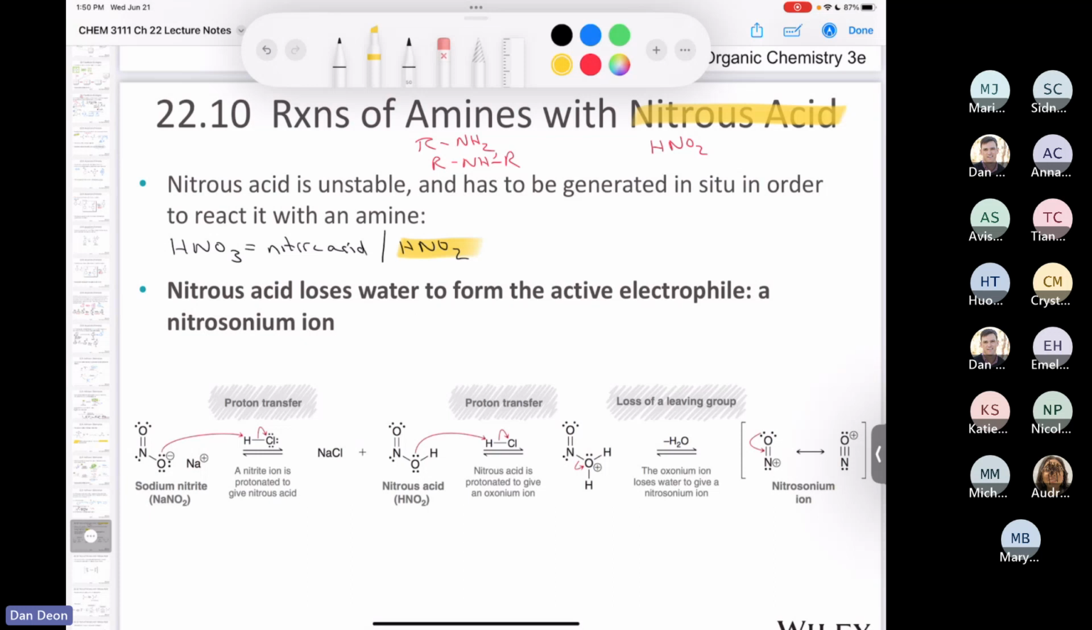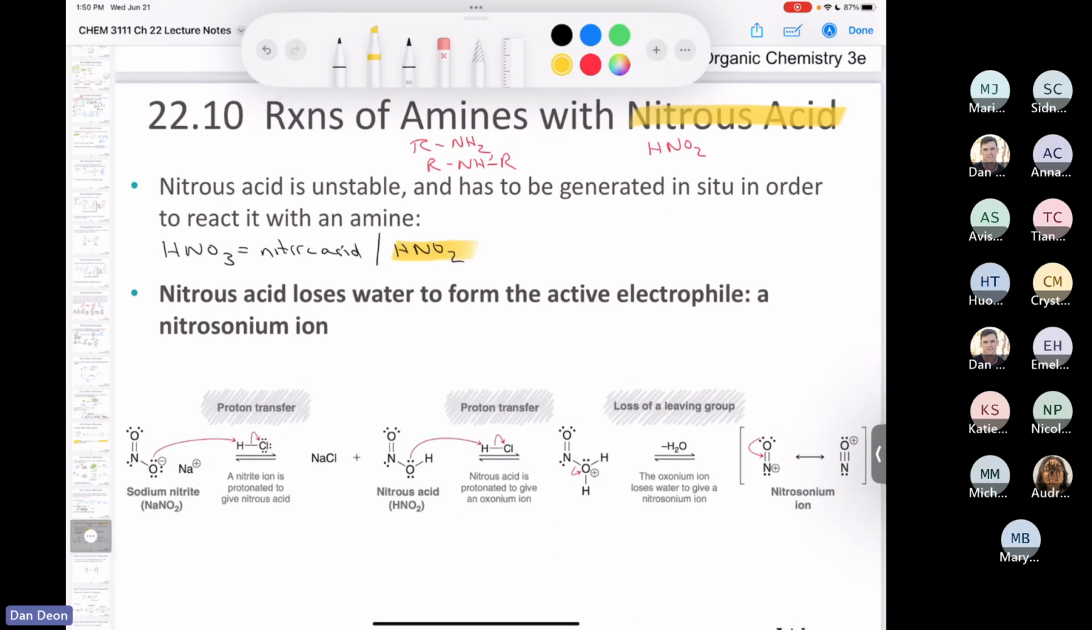And so what we do is we actually make nitrous acid in situ. So what does in situ mean? In situ means in place. So if we write here, in situ means in place. So that means it's made in a reaction flask, in place.